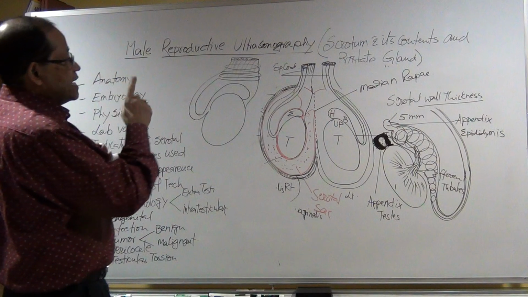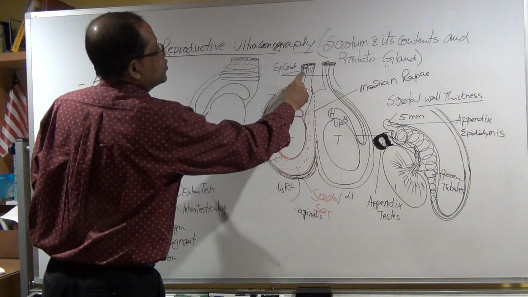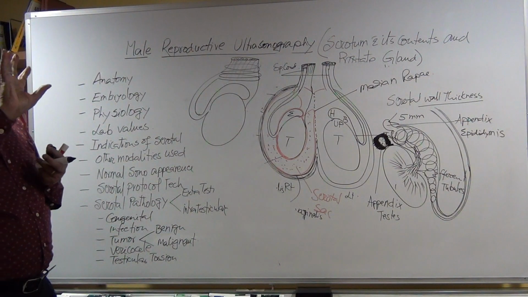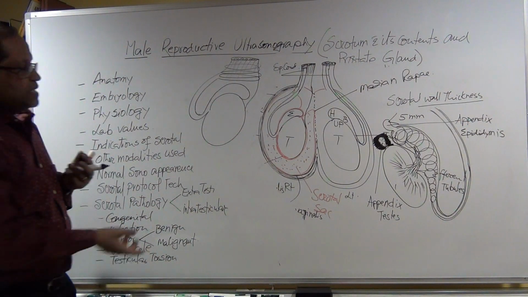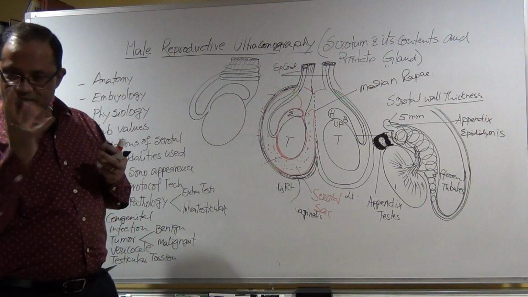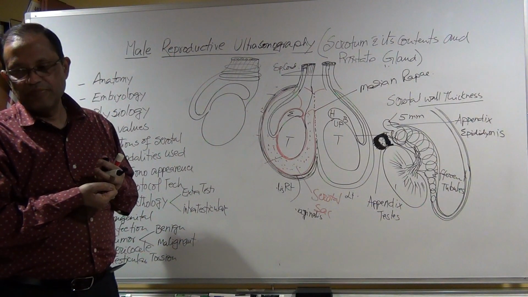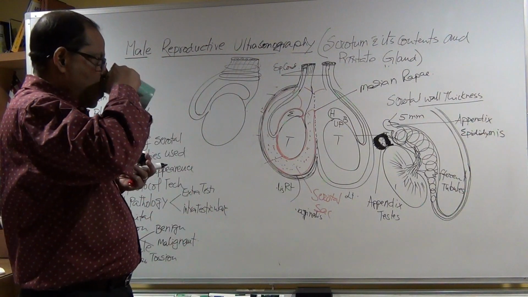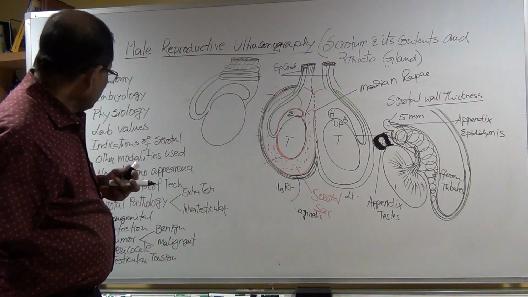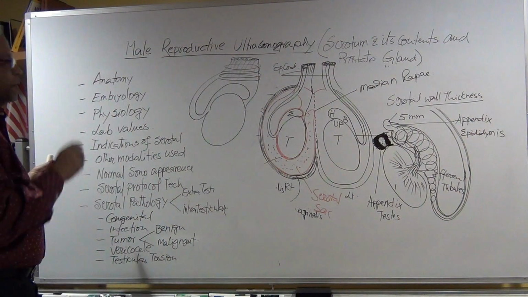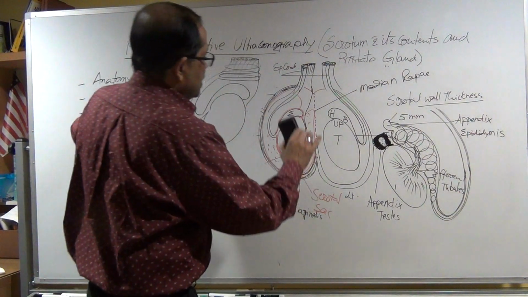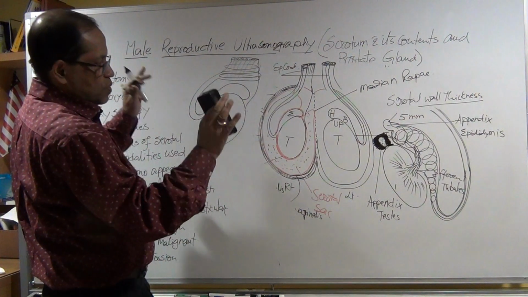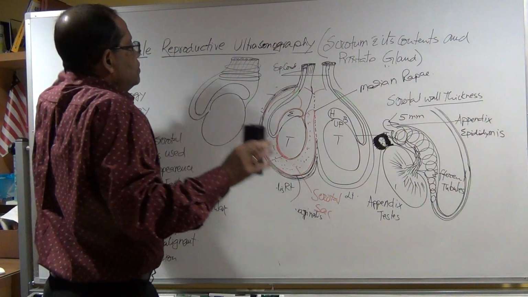Okay? So that's why we need to know the spermatic cord. The spermatic cord can be twisted. That means your testis and epididymis will be twisted too. That is a danger, an acute situation. Okay. So we came into the normal shape. We understood the anatomy now.